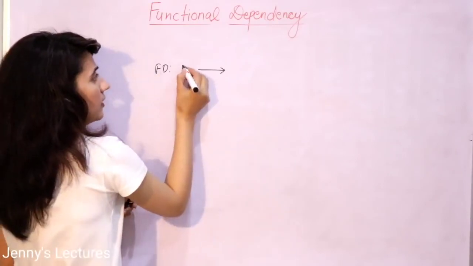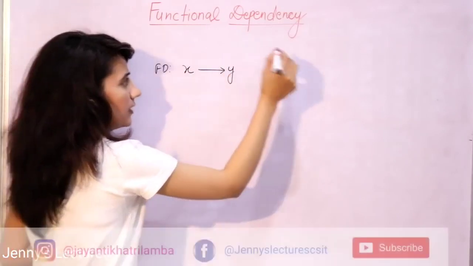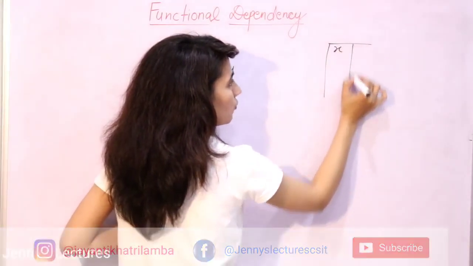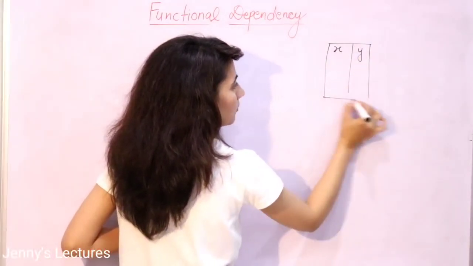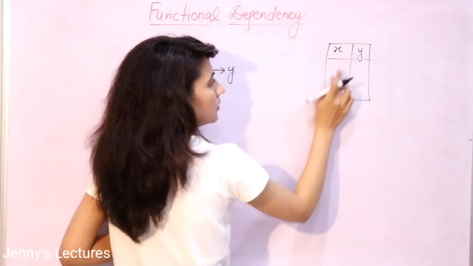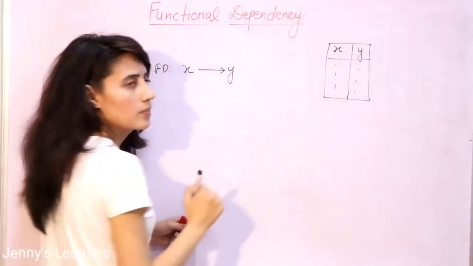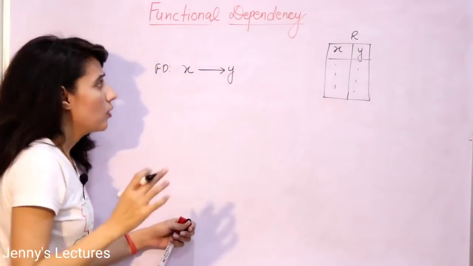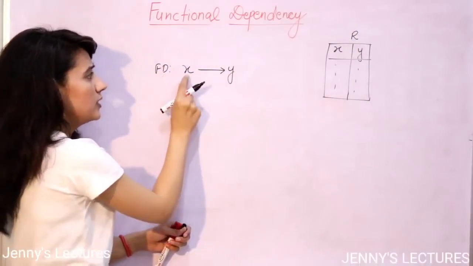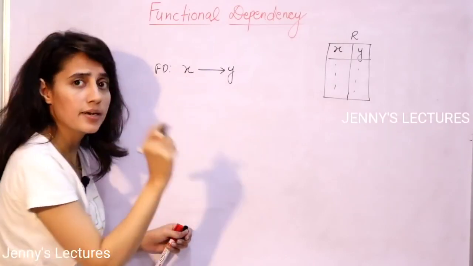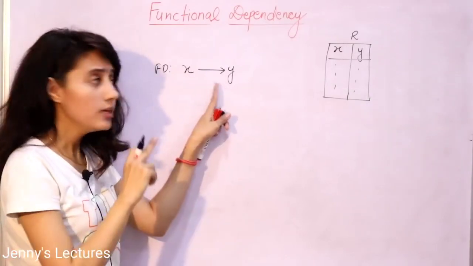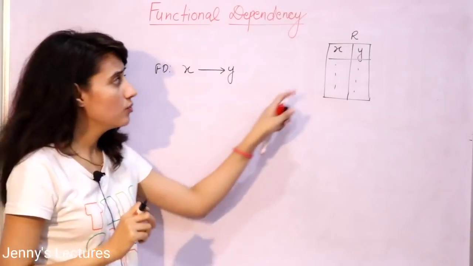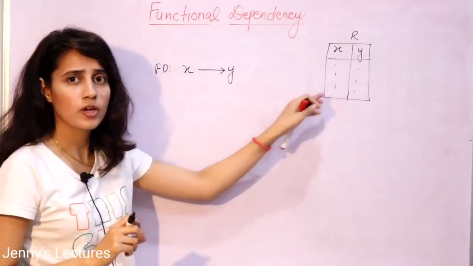Now, if I say x determines y, let us suppose I am taking a simple example. I am taking one relation, or you can say one table. There I have only two attributes, right? These are having some values. This is a relation R or a table, right? Now, if I write the functional dependency x to y, it means x determines y. It means if I tell you the value of x, then from this table you can search the value of y.